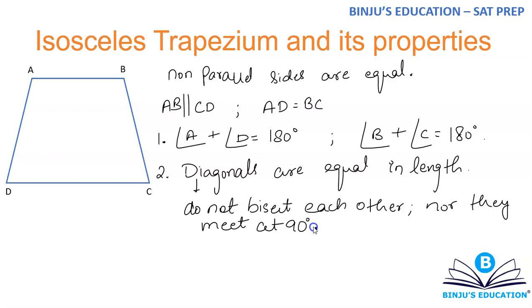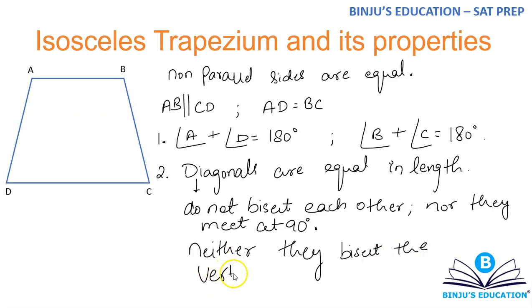They are equal in length. They do not bisect each other, nor do they meet at 90 degrees. Neither do they bisect the vertex angle. They do not do this also.